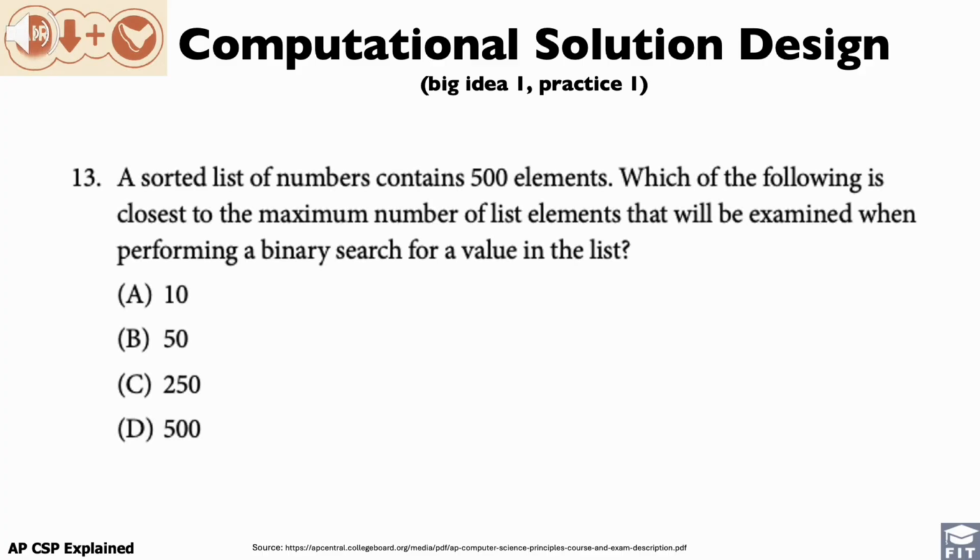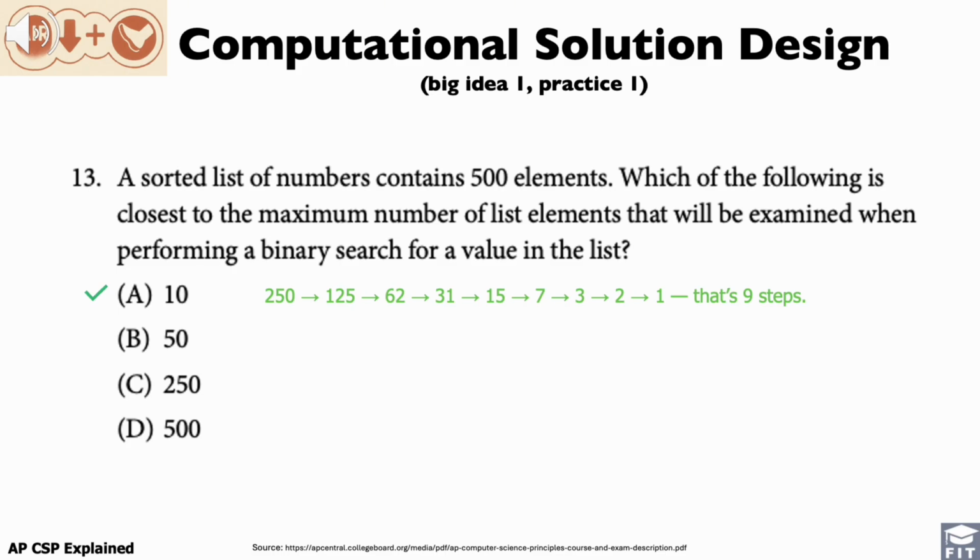This question tests your understanding of how binary search works on a sorted list. Binary search cuts the list in half with each step, so the number of comparisons grows logarithmically, not linearly. To estimate the maximum number of steps, calculate log base 2 of 500, which is about 9. Even if you don't know how to calculate logs, you can simulate it by cutting the list in half repeatedly. 250 to 125 to 62 to 31 to 15 to 7 to 3 to 2 to 1. That's 9 steps. So the closest answer is A, 10.